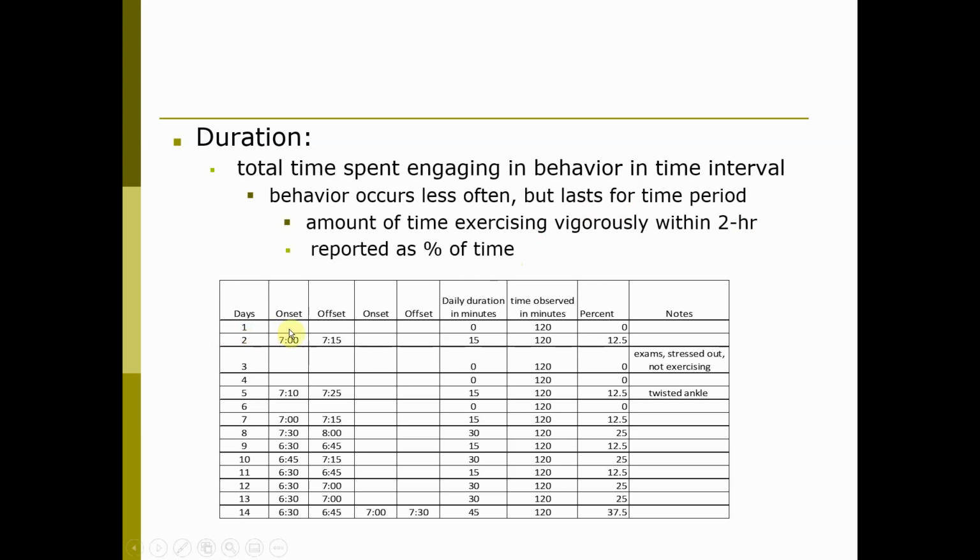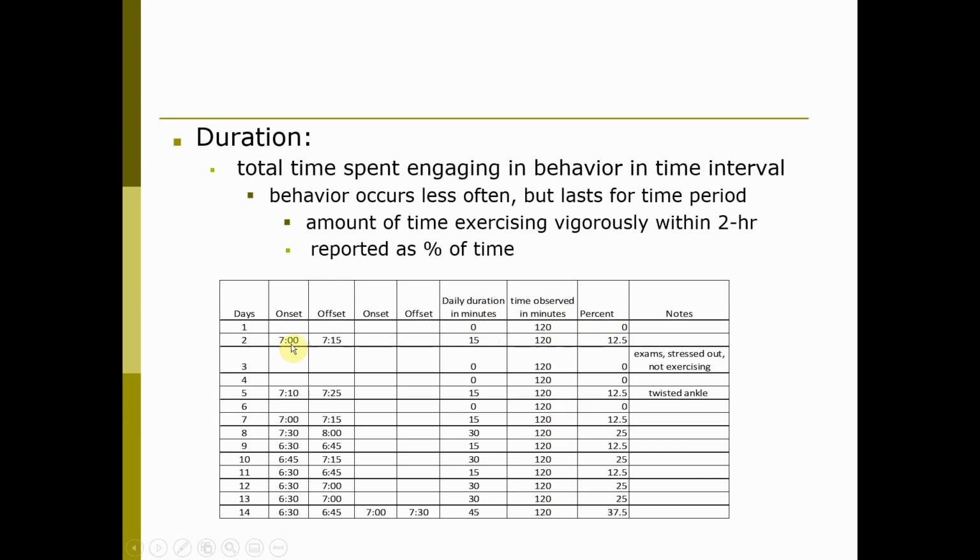And you can see for each instance, each day that is observed, they have an onset, so when it started, as well as an offset. And they set it up such that it could be tracked more than one time across the 2-hour time frame. So for all of the days, 120 minutes is the time frame that it's going to be observed. And you can see on day 1 it didn't occur at all, so it was 0 duration. And then figuring out percentage, it was 0 as well.